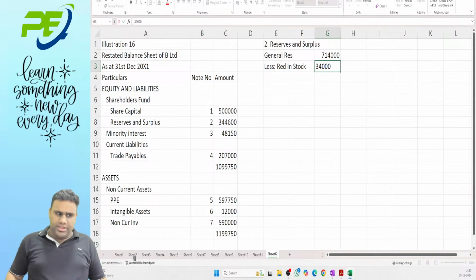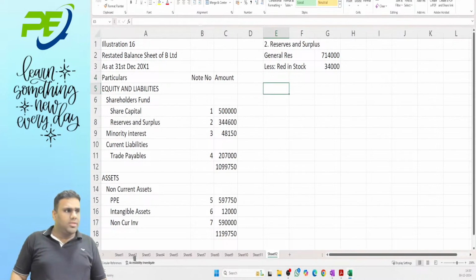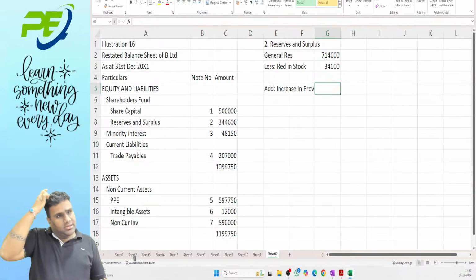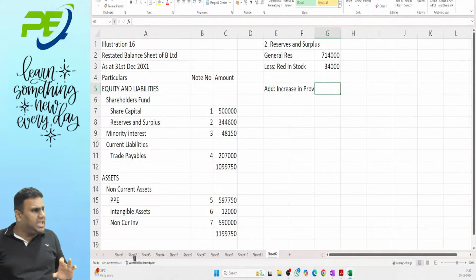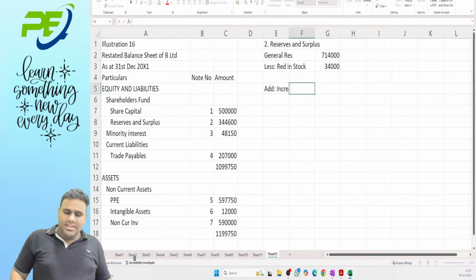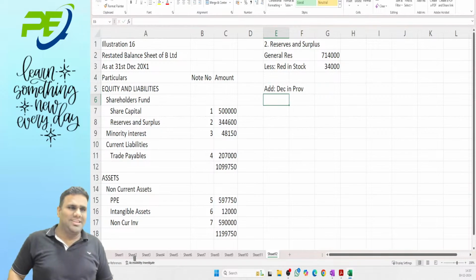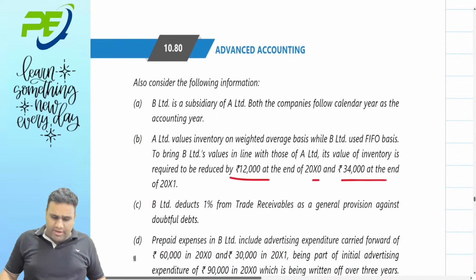34,000, everyone. Then provision, what do we have to do? Decrease. So the journal entry is provision to P&L, P&L credit. If the provision reduces, your profits will increase. Now we have to calculate.